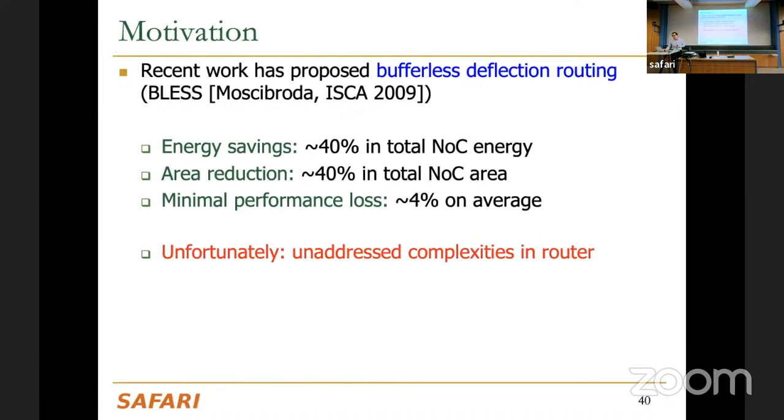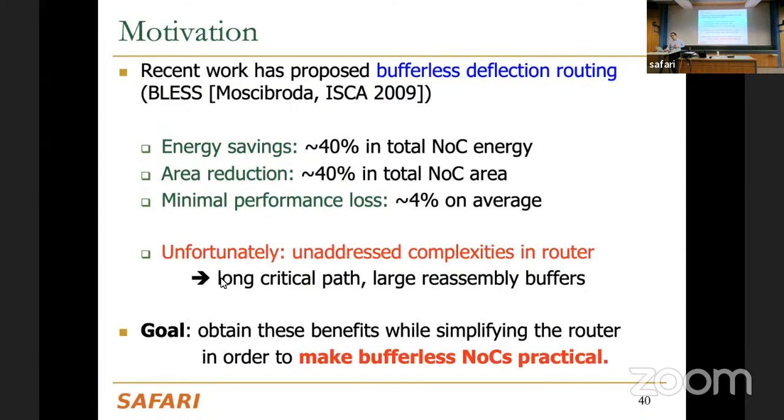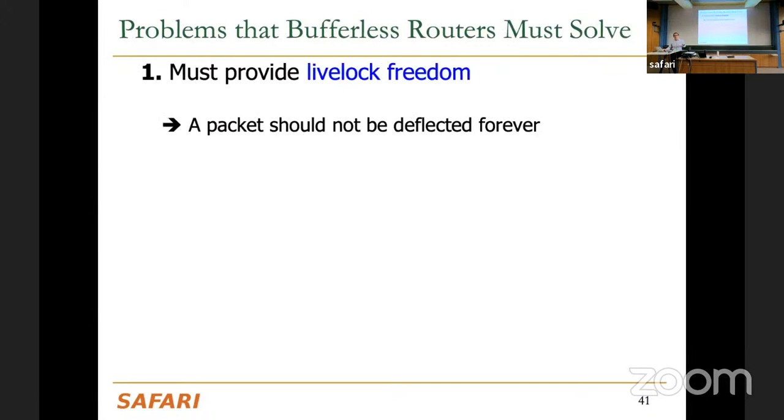Let's talk about making it low complexity. I've already said a lot of this. Basically, how do you design a router that doesn't have a long critical path and doesn't have large reassembly buffers at the end? Our goal is to obtain the benefits of bufferless routing without making the router complicated. Essentially, we want to make this practical. Let's look at the problems fundamentally. You must provide livelock freedom. A packet should not be deflected forever, and hopefully it should not be deflected for a long time either. There should be some bound on how much latency a packet spends in the network.